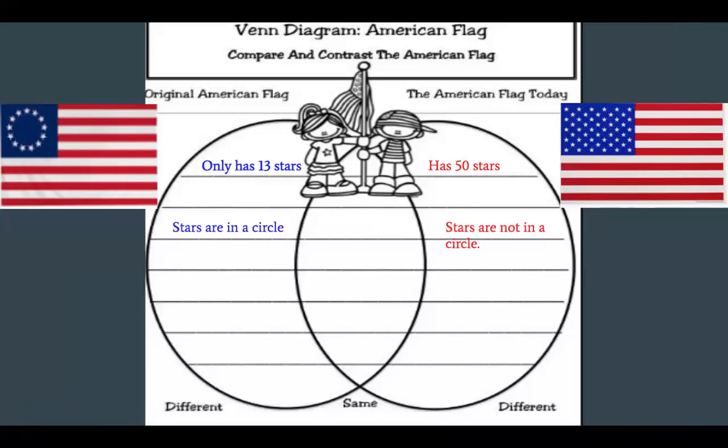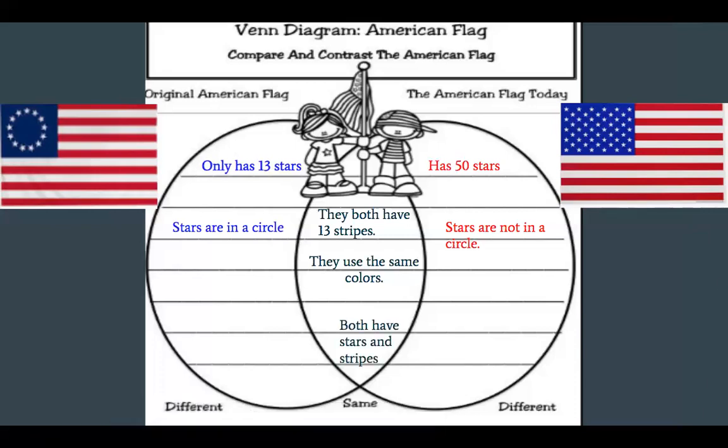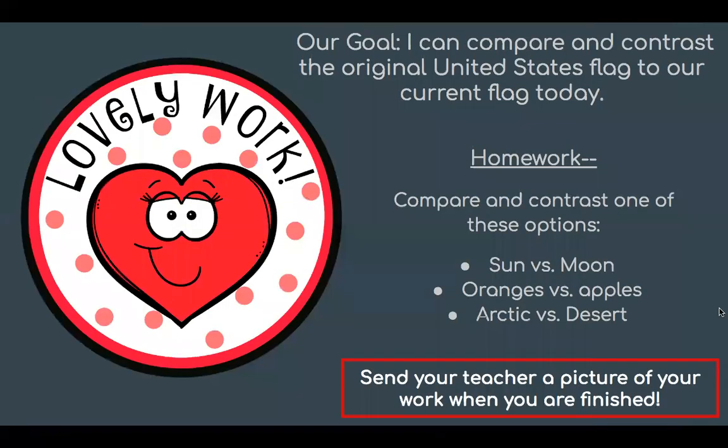So now let's move on to what's the same about them. Think about that. What's the same? They both have 13 stripes. That's right. That did not change. And they use the same color. So if you look, both flags use red, white, and blue. Great job. They both have stars and stripes. So our goal is I can compare and contrast the original United States flag to our current flag today, and we just did that, so awesome work.